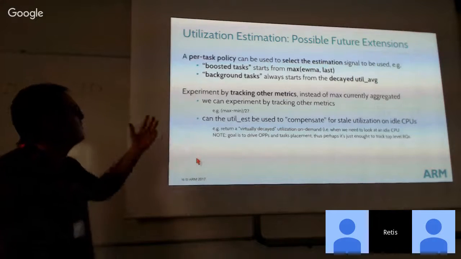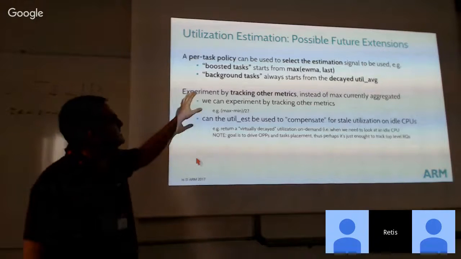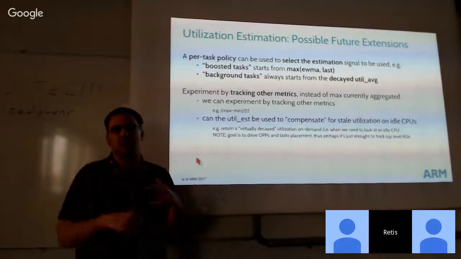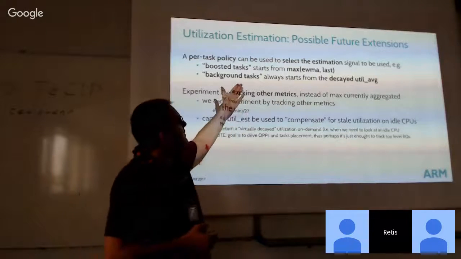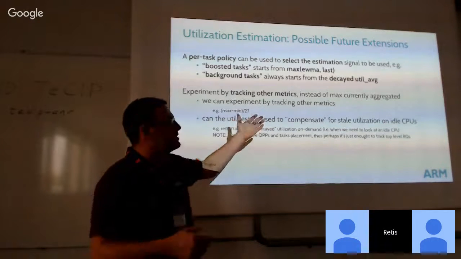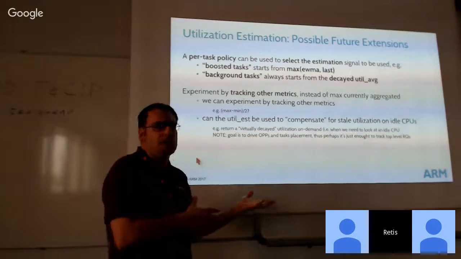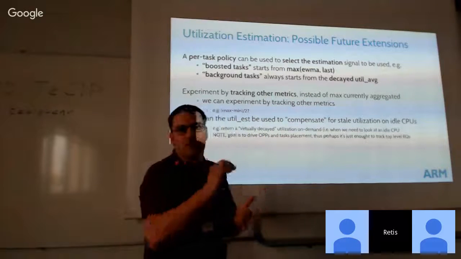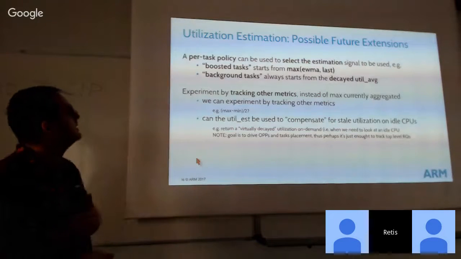And so we can have, for example, per task boost policies. For example, if a task is a boosted task, whatever we define to be a boosted task, so it's a task that is important in the system, then the getter method, the task util est for this task, can actually return the max between the average and the last. While if it's a background task, we can always start from the decayed value and pick the load average and ramp up slowly for that specific task.